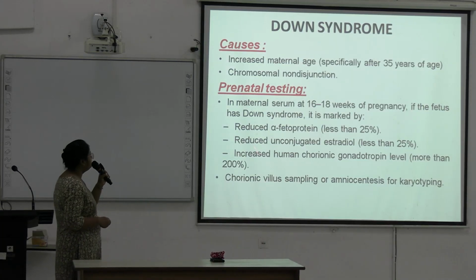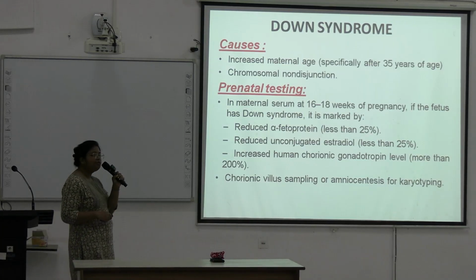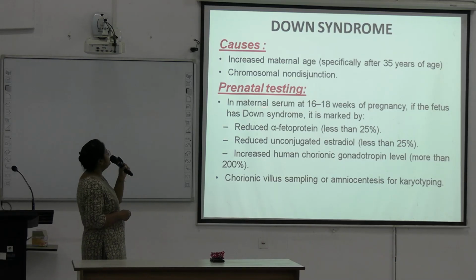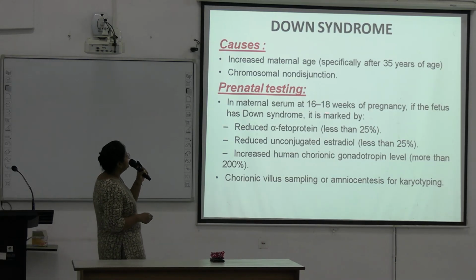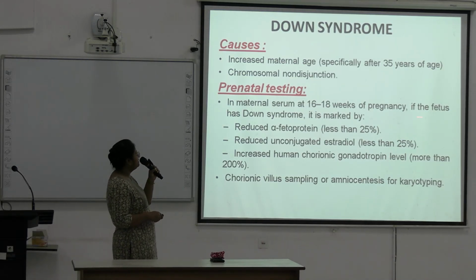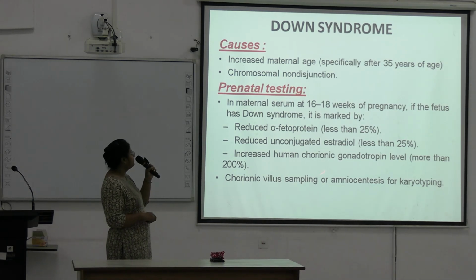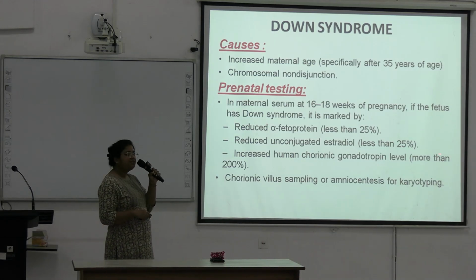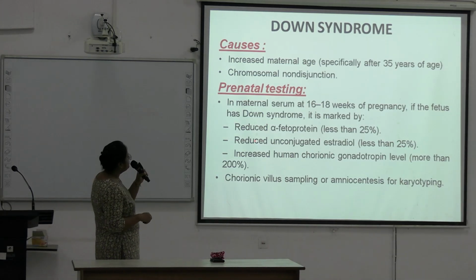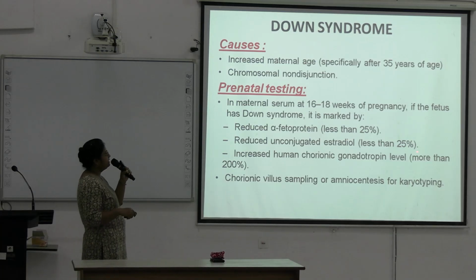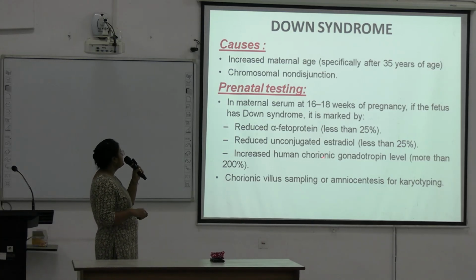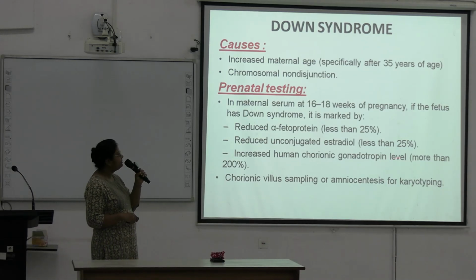So what tests can we do for detection of Down syndrome? In maternal serum at 16 to 18 weeks of pregnancy, if the fetus has Down syndrome, it is marked by these things: reduced alpha fetoprotein, less than 25%; reduced unconjugated estradiol, less than 25%; increased HCG, human chorionic gonadotrophin level, more than 200%.